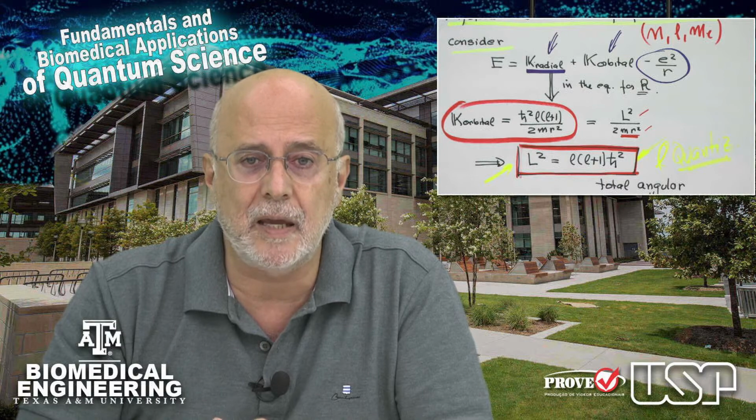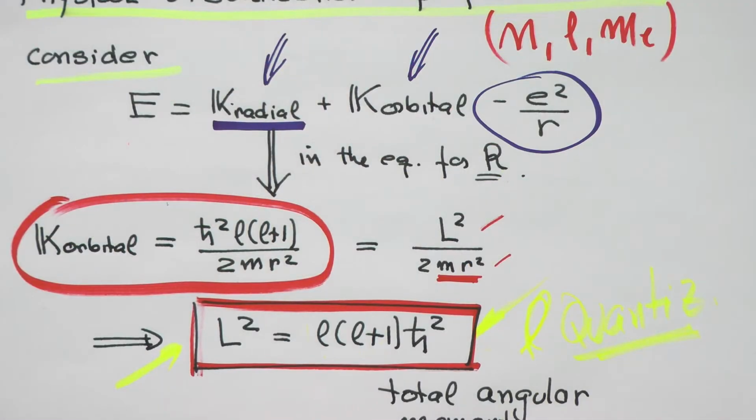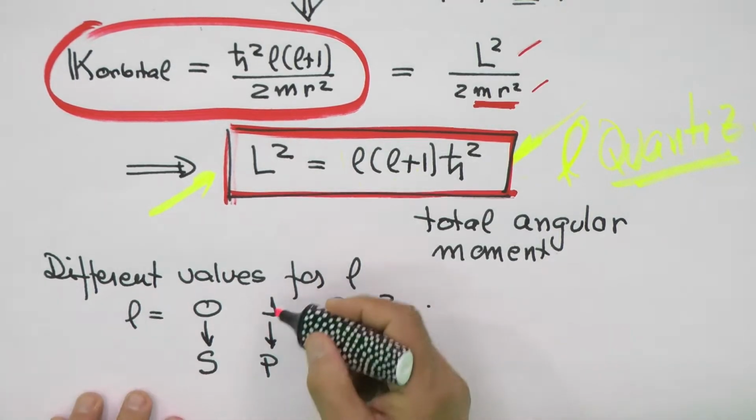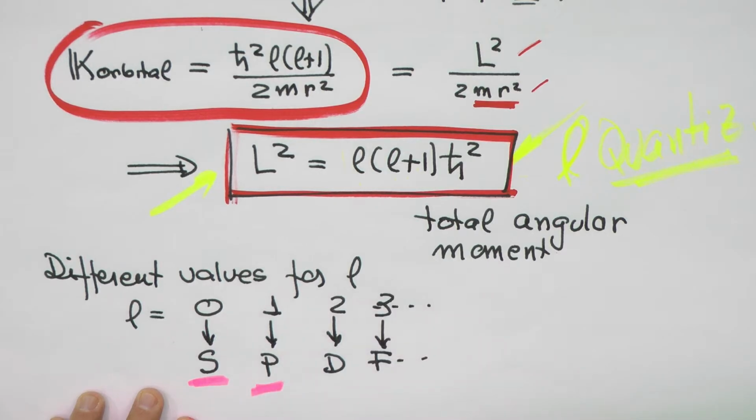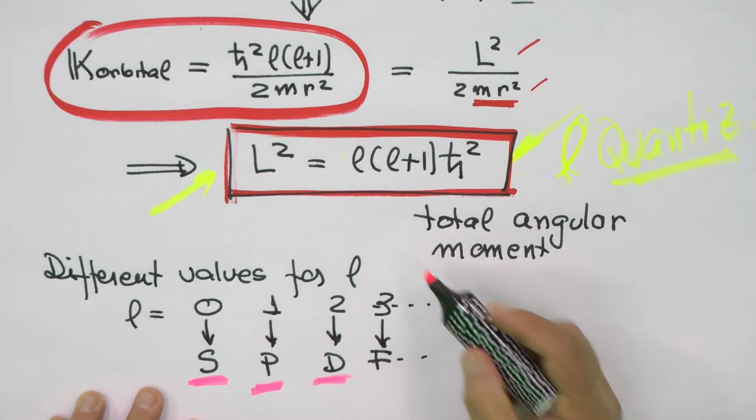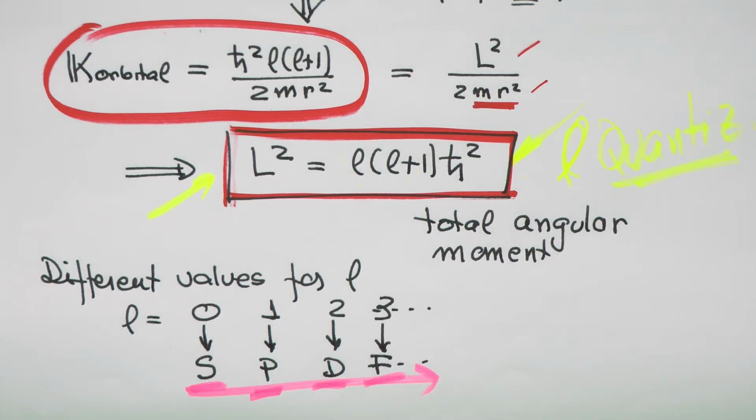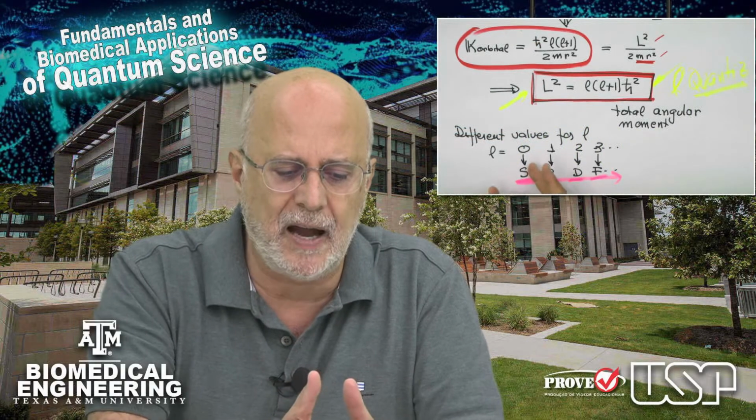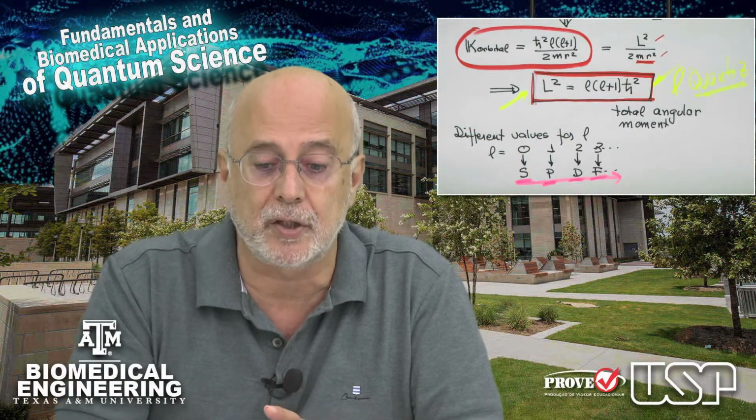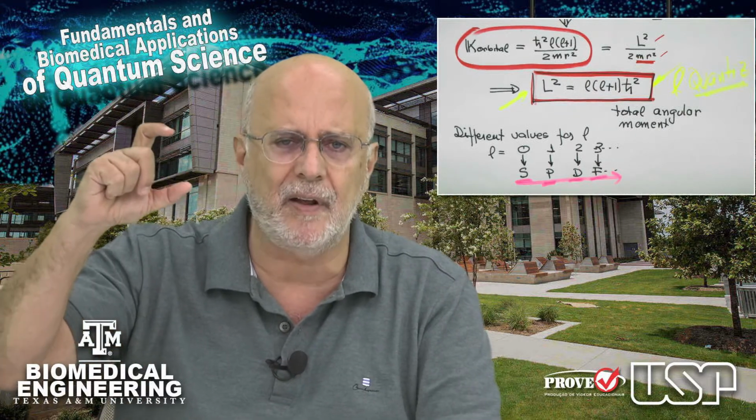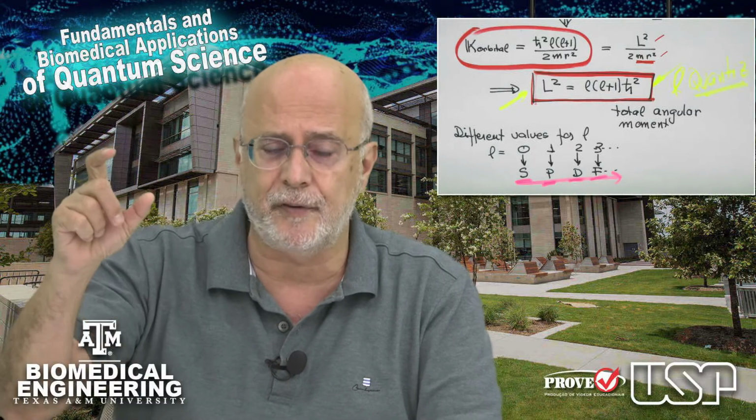Normally we give names to the L. When L equals 0, we call it S state. When L equals 1, we call it P state. When L equals 2, we call it D state, and so on. We keep going with letters as the angular momentum increases. That's a notation for the state, that's all. If we provide the value of L, we are giving all the information we need. So you see, given an energy, I can have an N. Depending on the N, I can have different angular momentums.